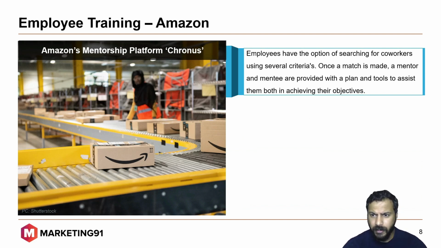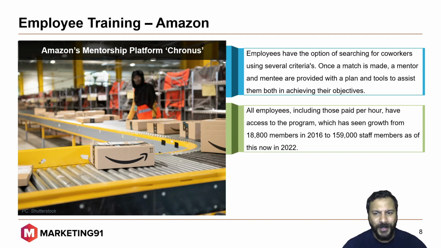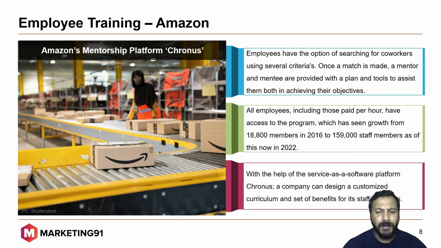Once a match is made, a mentor and mentee are provided with a plan and tools to assist them both in achieving their objectives. All employees, including those paid per hour, have access to the program, which has seen growth from 18,800 members in 2016 to about 160,000 staff members as of 2022. With the help of the service as a platform, Chronis, the company can design a customized curriculum and set of benefits for its staff members.